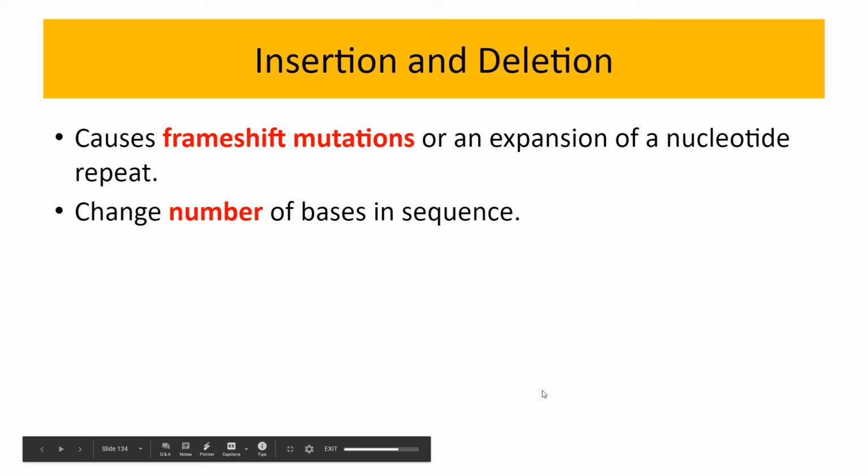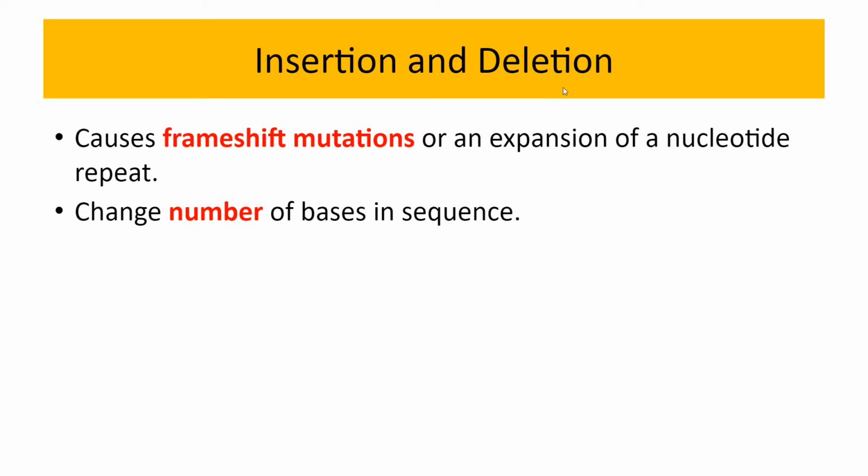So we've looked at substitution mutations. Now we're going to look at insertion and deletion mutations. And these can have a more significant impact on the production of the protein and whether or not the protein can function. So insertion and deletion mutations tend to cause what's called a frameshift mutation. And we're going to look at what this term means.